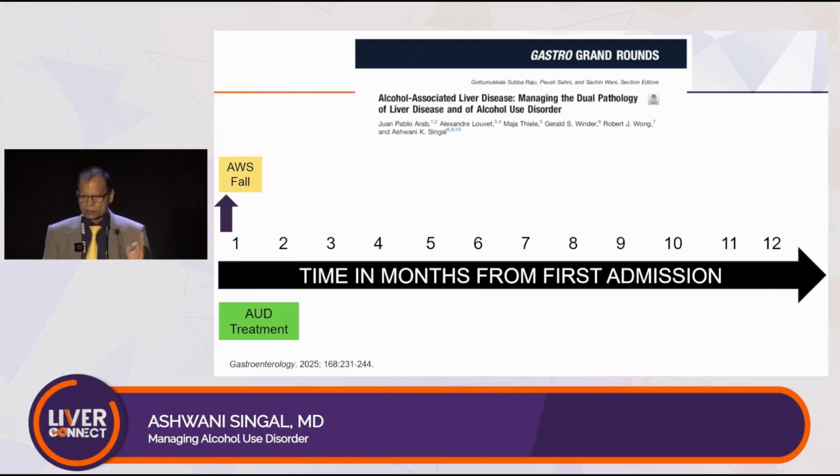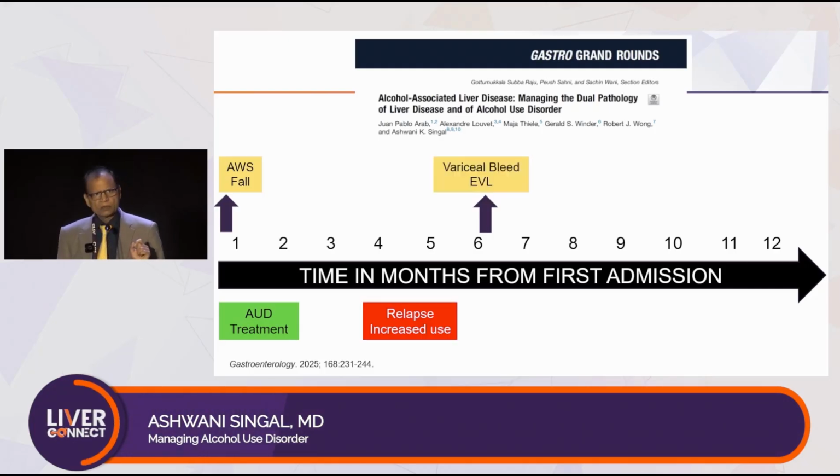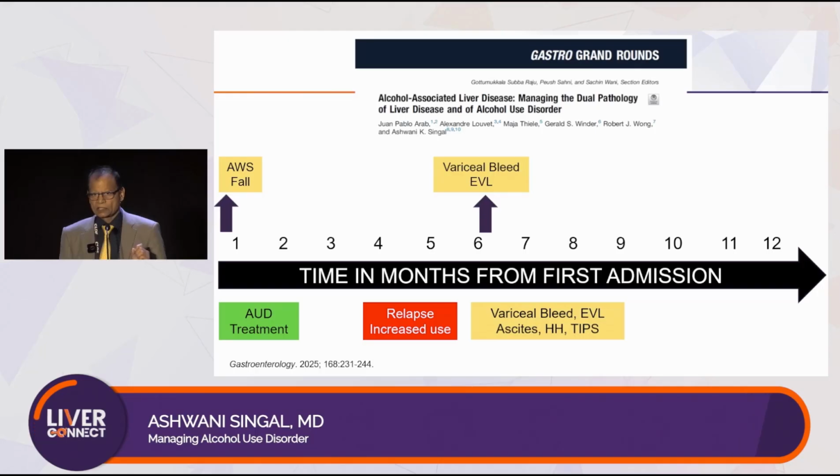So in month 1, she was admitted for the first time with a fall and alcohol withdrawal syndrome, and she underwent AUD treatment at that time in an inpatient program in the community, and she remained sober for 5 months. But as the disease strikes, she had an alcohol relapse 5 to 6 months after, presented with variceal bleed, and underwent ligation. A month later she had another variceal bleed and underwent ligation, this time had hydrothorax and ascites, and underwent a TIPS procedure.